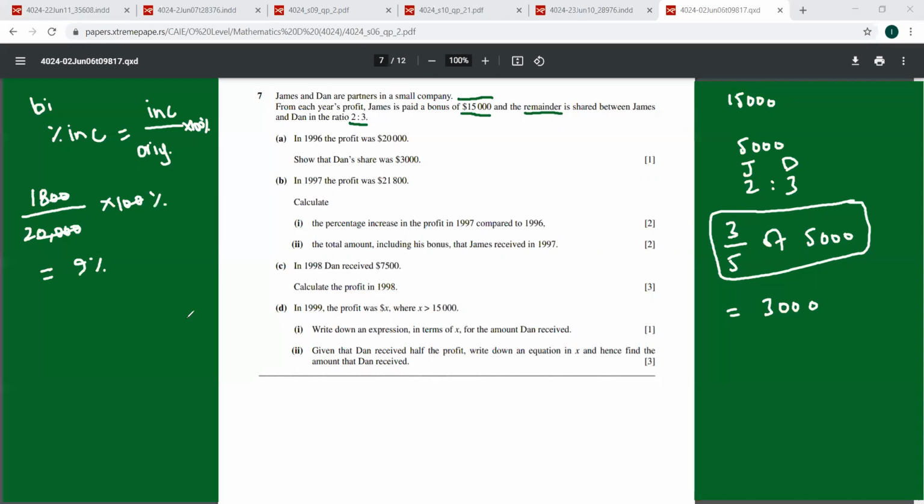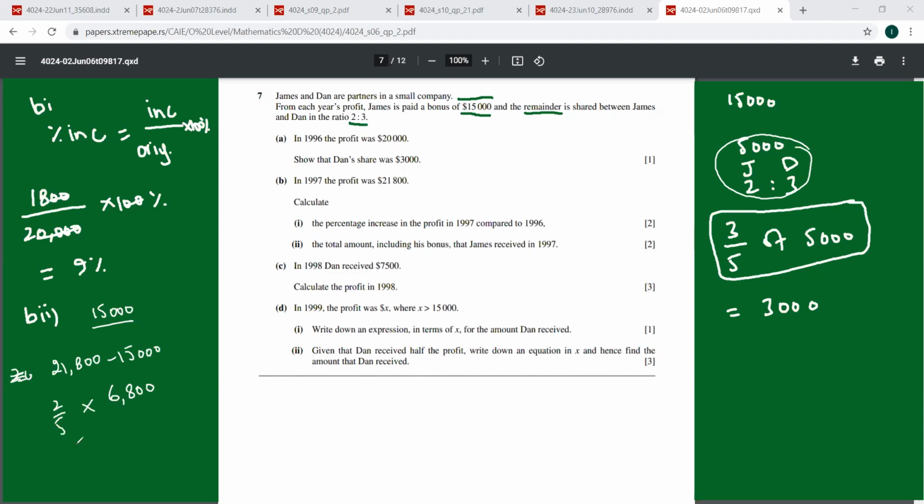Then it says to calculate the total amount, including his bonus, that James received in 97. So James will be receiving right away, for this B part 2, 15,000. First of all, we know that he's going to get $15,000, so that is put aside. Now we'll be taking out this 15,000 from 21,800. So you will have 6,800. And this 6,800, if you look at this here, James' share is 2/5 of this.